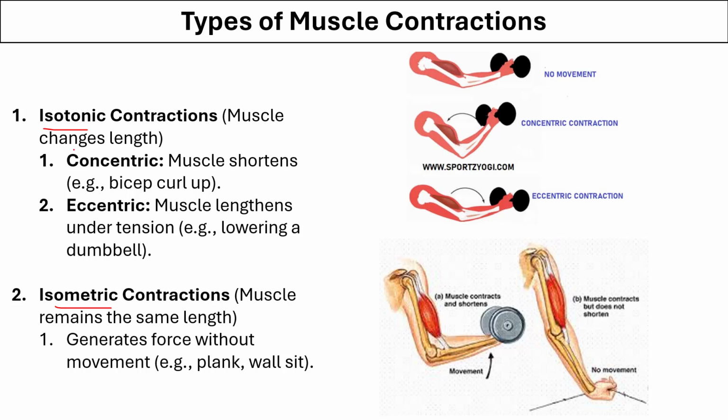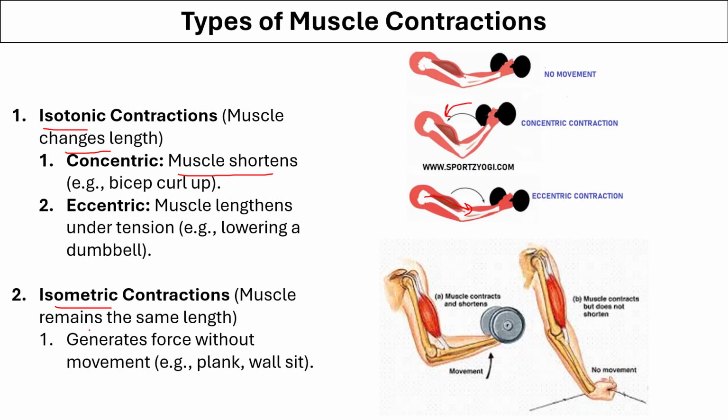There are two major types of muscle contractions: isotonic and isometric. Isotonic is where the muscle change is seen in terms of the change in their length. For example, sometimes you can see muscles are becoming shorter. For example, here when you're curling your bicep, it's a concentric isotonic contraction. Eccentric isotonic contraction is when your muscle is actually becoming longer. As you can see, when you lower your dumbbell, you see the muscle becoming longer.